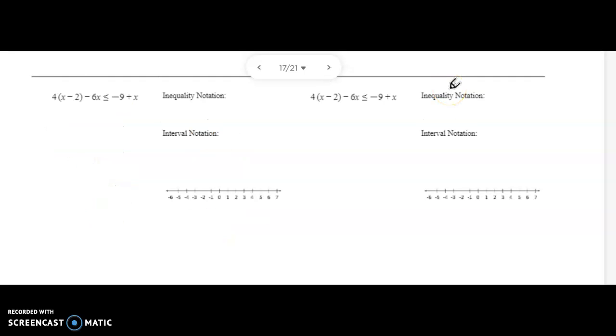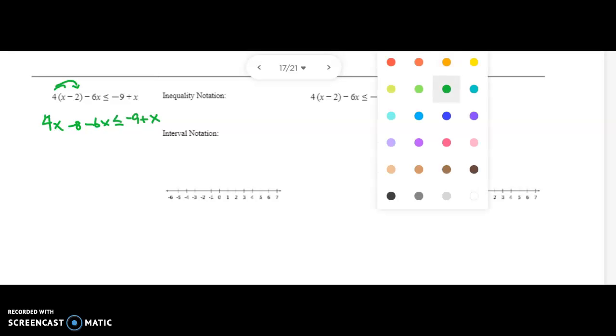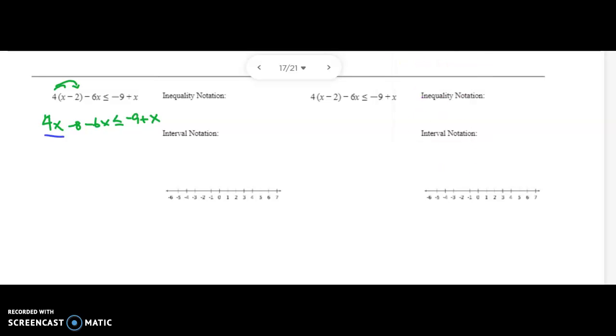All right, in slide 17, again, I'm going to do the bottom one. And mainly, I don't think I'm going to finish this, okay, but something I wanted to mention with this problem. So this is going to be 4x minus 8 minus 6x, and then less than or equal to negative 9 plus x. Because here what I want to talk about is you can combine like terms on the left-hand side, right?